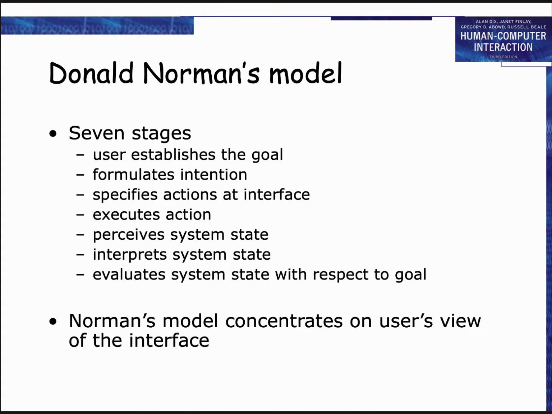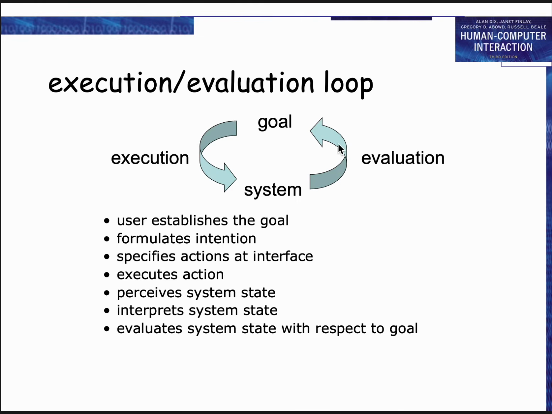Okay, so Norman's model can actually be divided into two major phases. The first one is what you call execution. The second one is evaluation. And then these major phases are represented by specific seven stages. Generally, the model concentrates on the user's view of the interface. So these seven stages are actually part of the two major phases, which are execution and then evaluation. In the next slide, you are provided with what I was explaining a while ago.